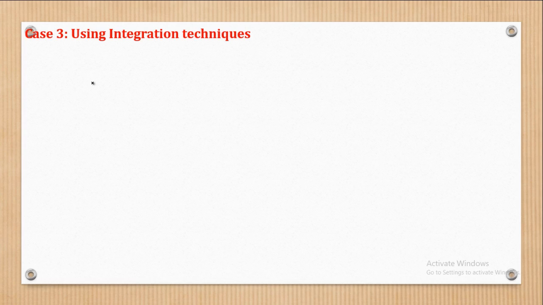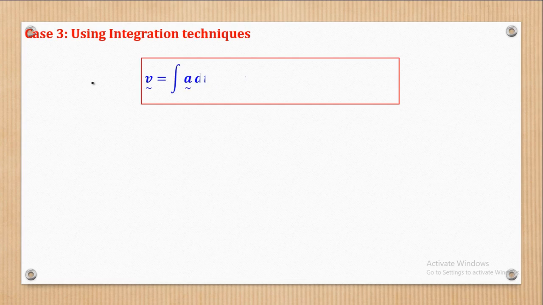Now we shall go to case 3, which requires the knowledge of integration. So remember, integration is the reverse of differentiation. Therefore, if to get acceleration you differentiate velocity, it implies that to get velocity you have to integrate acceleration. Similarly, if it is true that to get velocity you have to differentiate displacement, then it is also true that to get displacement you have to integrate velocity. Therefore, that's where the two formulas come from: v is equal to the integral of a with respect to t, and also r is equal to the integral of velocity with respect to t.